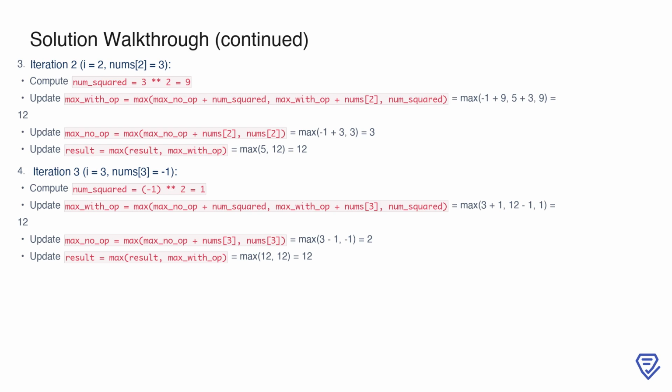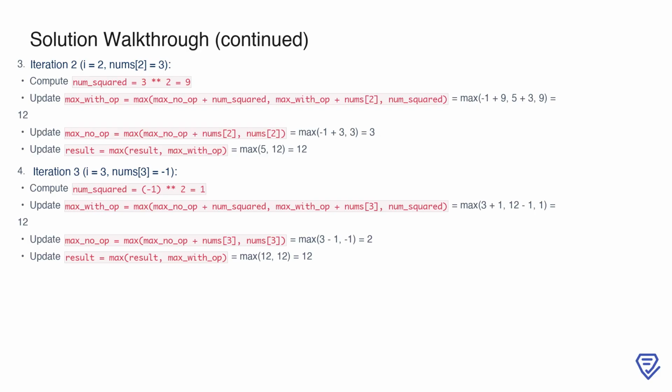Next, we update max_no_op to the maximum of either adding nums[2] to the previous max_no_op, or just nums[2], which becomes 3. The result is then updated to the maximum of the current result, 5, and the new max_with_op, giving a value of 12.